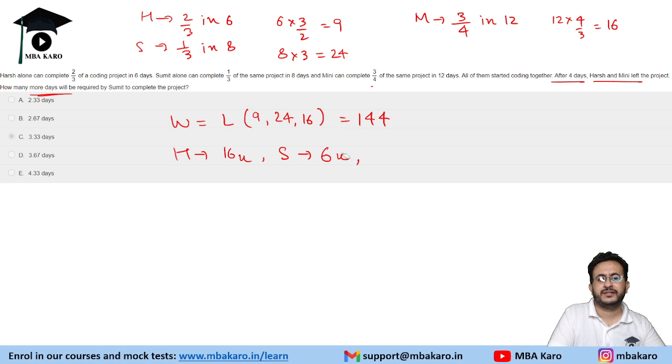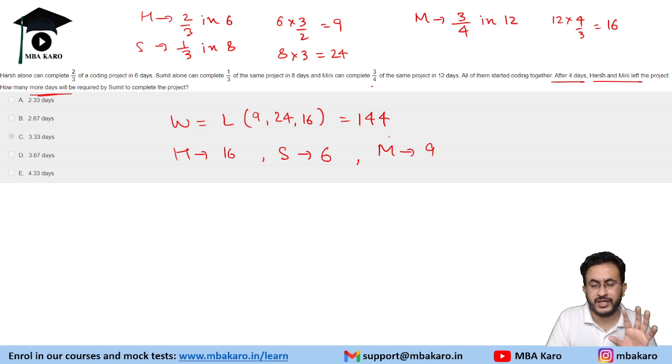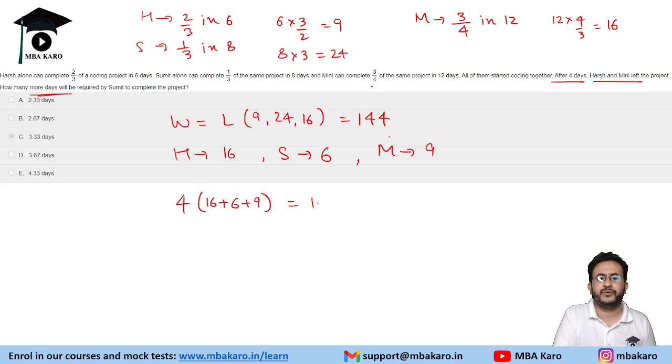And then we have M doing 9 units per day. Okay, so that is the number of units. Now for 4 days, all of them started working together. So in 4 days, they will do 16 plus 6 plus 9. That is 124 units. So total work was 144. They have completed 124 units. 20 units are left, and Sumit is working on it.